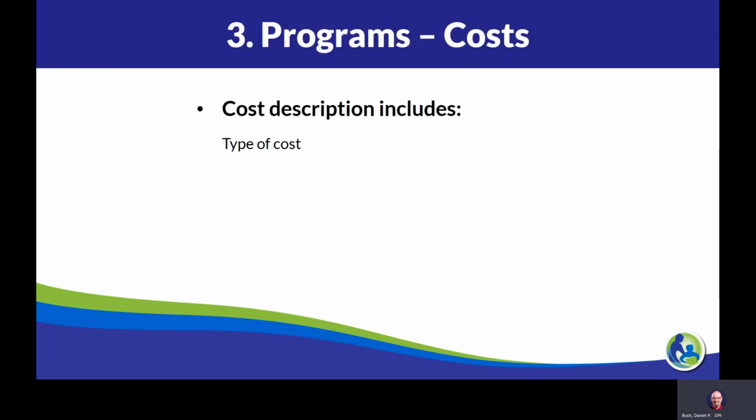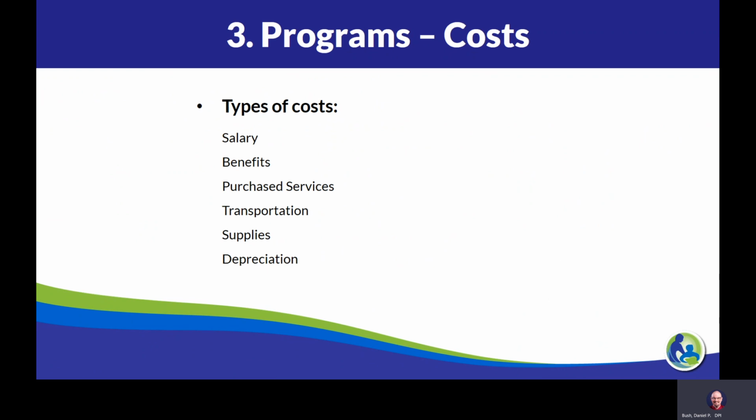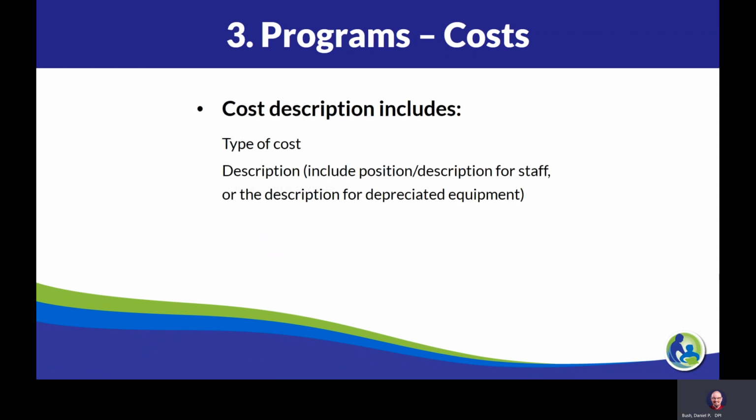Cost description should include the type of cost. The types of costs that are able to be claimed as a program are salary, benefits, purchase services, transportation, supplies, and depreciation. You'll need to provide a description of the cost. If it is staff, it should include the position and description. If it's equipment, it should have the description copied over from the equipment tab. Cost description includes function, and again, this is at the same 3-digit level. We also have a field to enter the license number for licensed staff associated with the program.